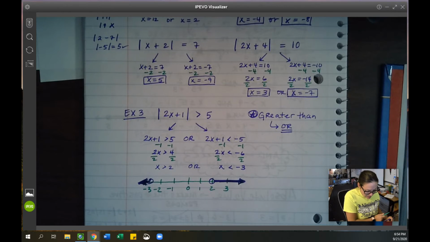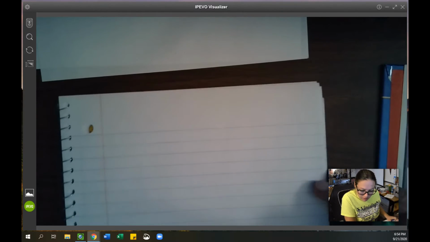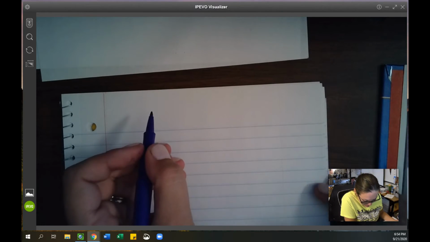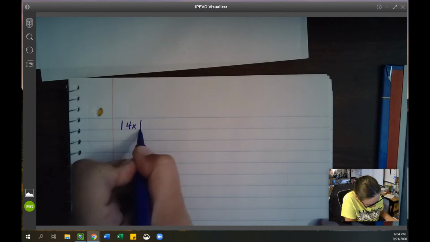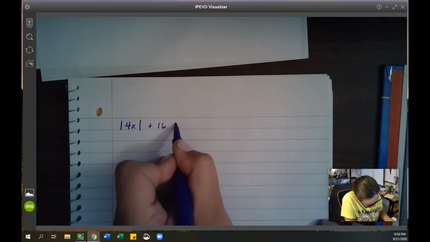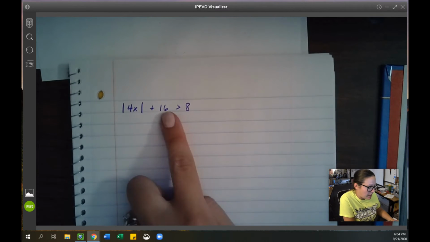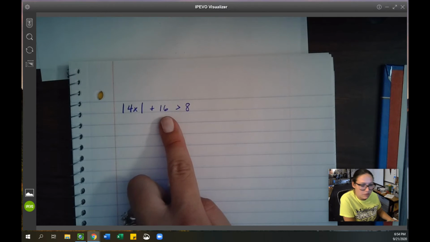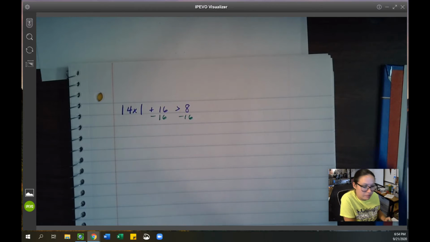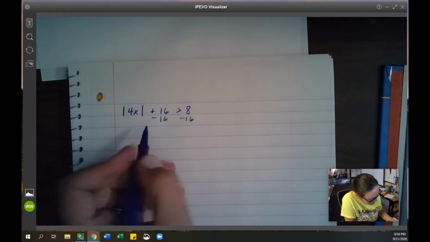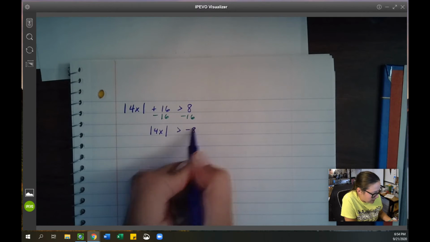All right, let's try another one here. Let's say I have absolute value of 4x plus 16 is greater than 8. We haven't ever had anything outside of the absolute value yet, but we're going to get rid of that first. So that goes away. And I'm left with absolute value of 4x is greater than negative 8.